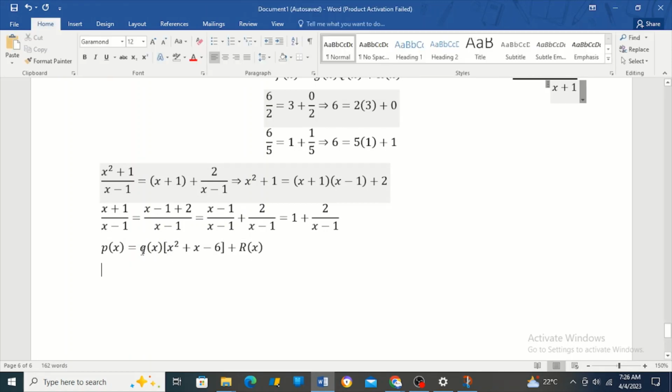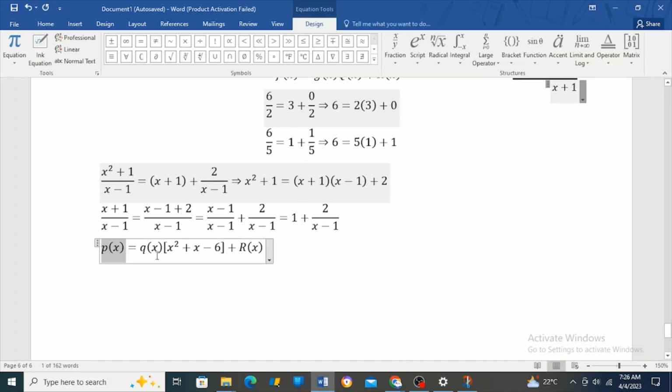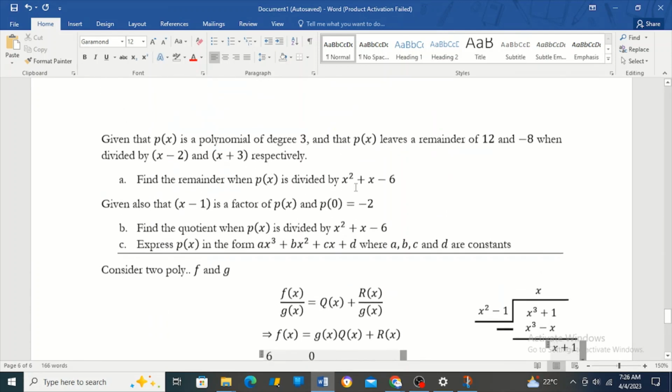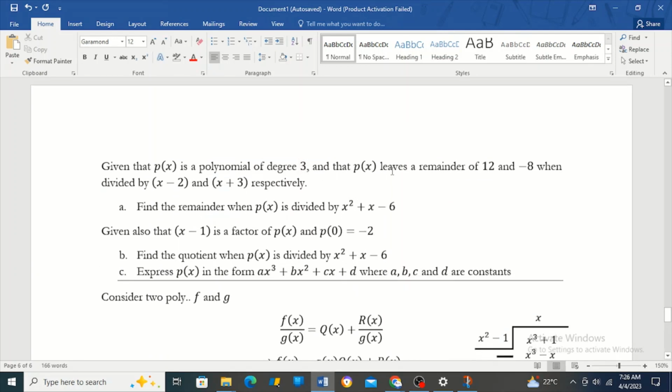But since my p of x is a polynomial of degree 3 and my divisor is a polynomial of degree 2, then I'm going to let my quotient be a linear factor. Let's say rx plus s, and my remainder as well is going to be a linear factor. Let's say px plus q, where r and s are constants as well as p and q. Okay, now let us begin with the information. We are told that p of x leaves a remainder of 12 and negative 8 when divided by x minus 2 and x plus 2.